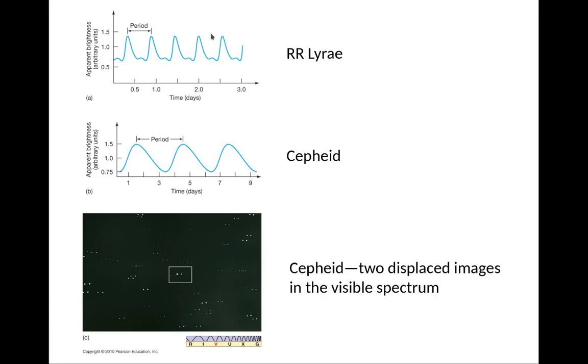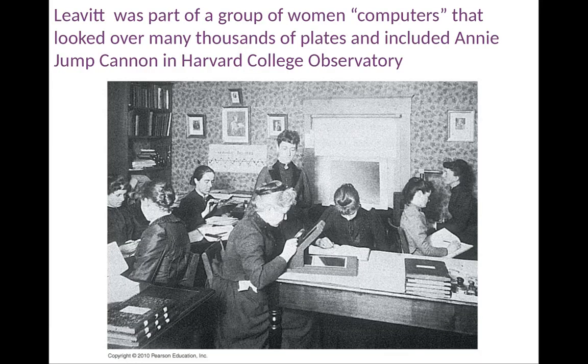All right, so this is the difference between a Cepheid and an RR Lyrae star. RR Lyrae stars have periods of less than a day or so. Cepheids have much longer periods. Leavitt was part of a group of women astronomers, which were back then called computers, that looked over many thousands of plates, including Annie Jump Cannon, who we encountered already at the Harvard College Observatory. So these are all the women working, looking at photographic plates back in the day.